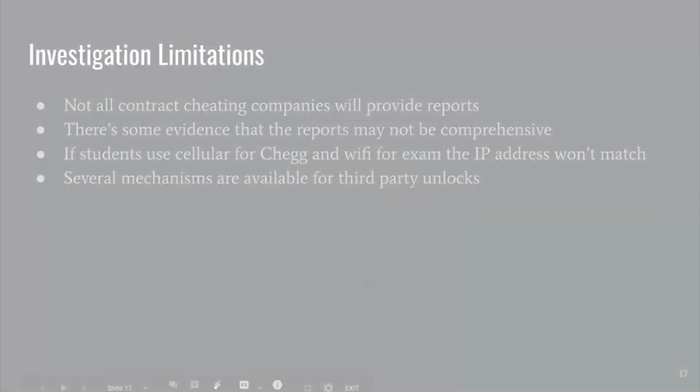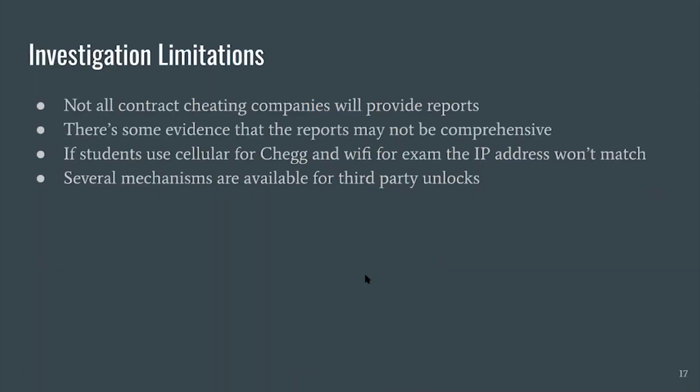The limitations: not all contract cheating companies will provide reports. Chegg is one for now. I don't know how they get away with it, because they're giving out IP addresses and all that, which is a violation of privacy, but it's not us violating it, it's Chegg. Most companies won't. So that's why I think that Bartleby and the others will become more popular as we go forward, because they won't provide those reports.